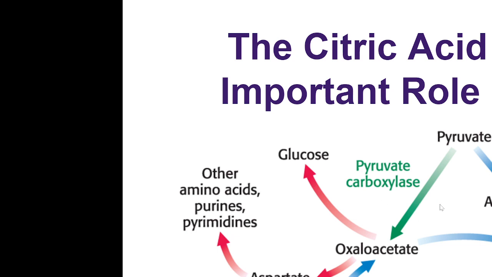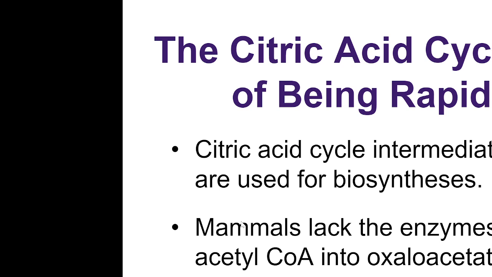We'll talk about it. Pyruvate carboxylase is right here. This actually can go directly to the oxaloacetate if you need it, so you can make more glucose, kind of shortcutting the pathway. Or, amino acids, purines, pyrimidines, all important, like if you needed to make more DNA or RNA. The citric acid cycle intermediates must be replenished if any are used for biosynthesis.